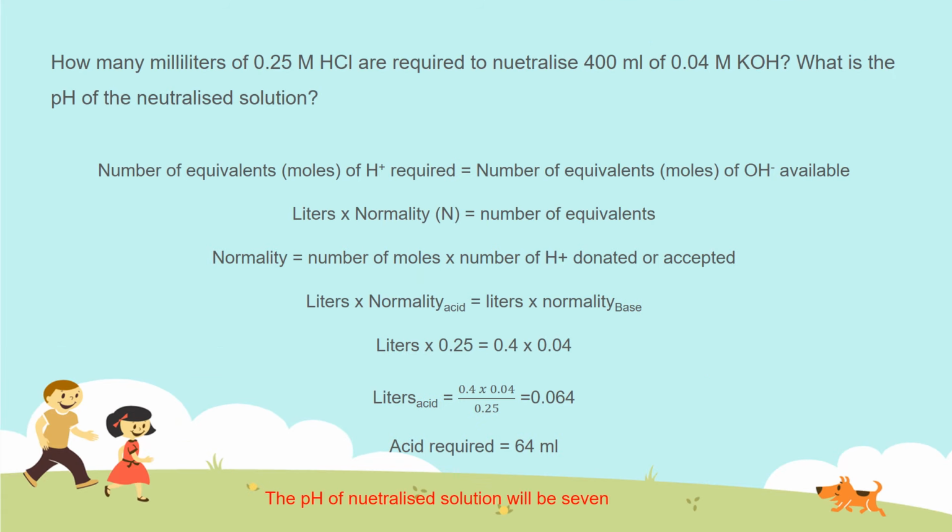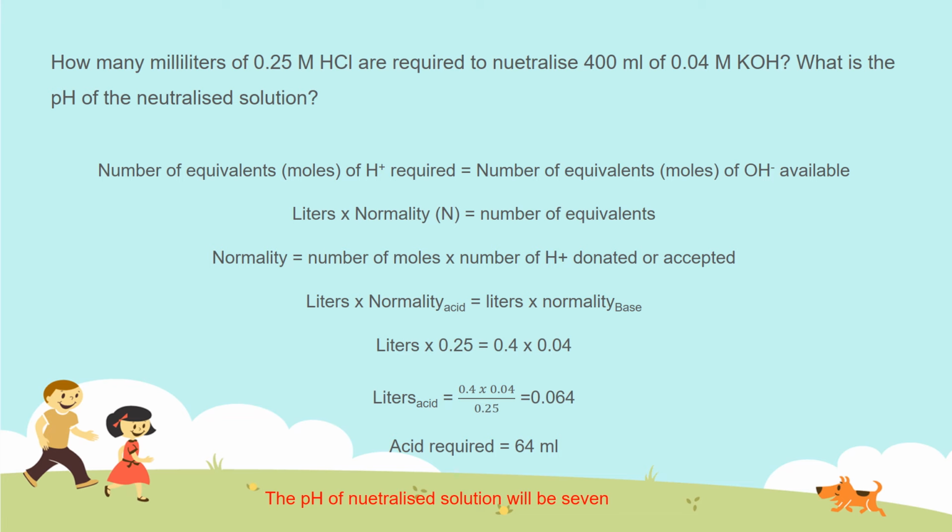equations. So how many milliliters of 0.25 molar hydrochloric acid are required to neutralize 400 ml of 0.04 molar potassium hydroxide, and what is the pH of the neutralized solution? The pH of the neutralized solution will be 7. So the number of equivalents of hydrogen ion required is equal to the number of equivalents of hydroxyl ion available.